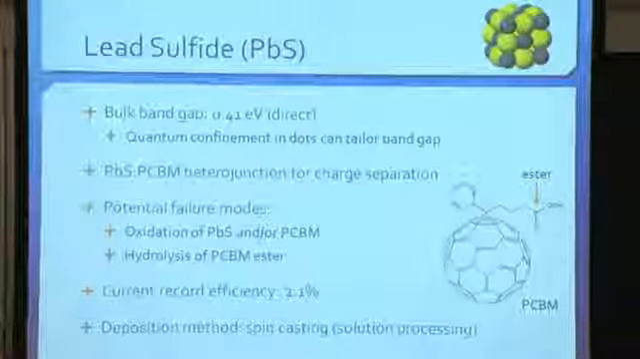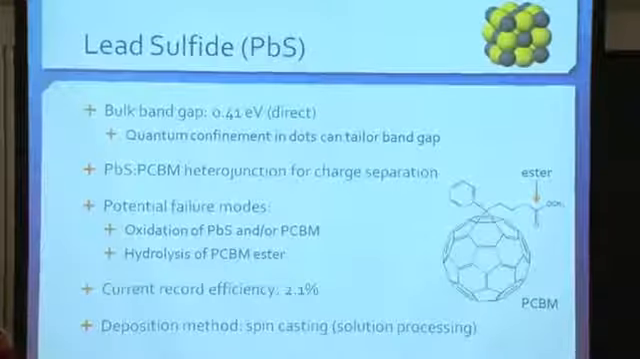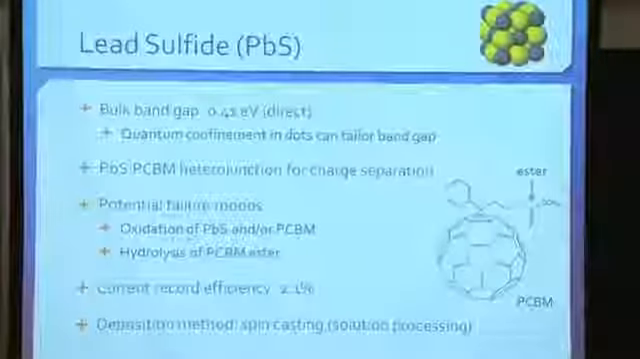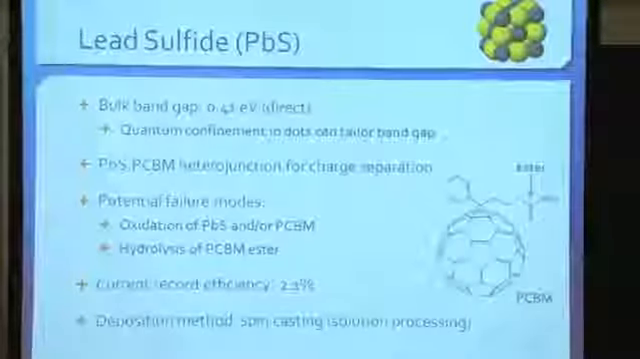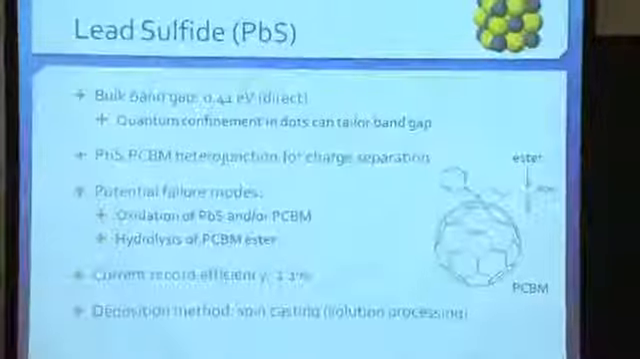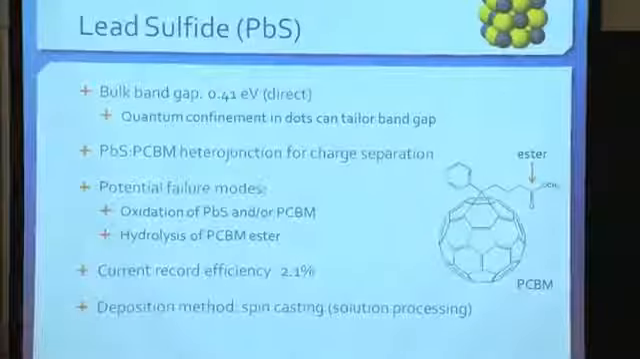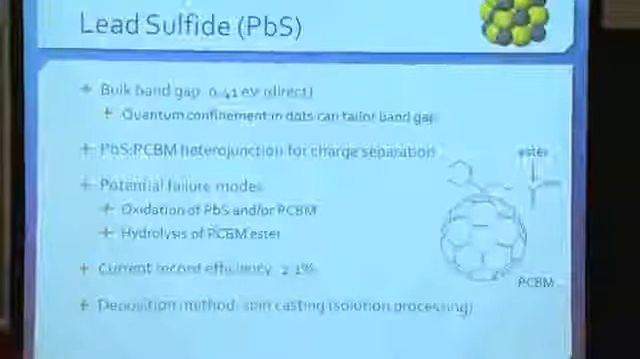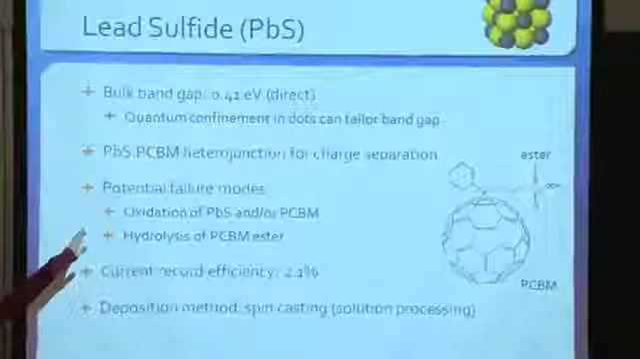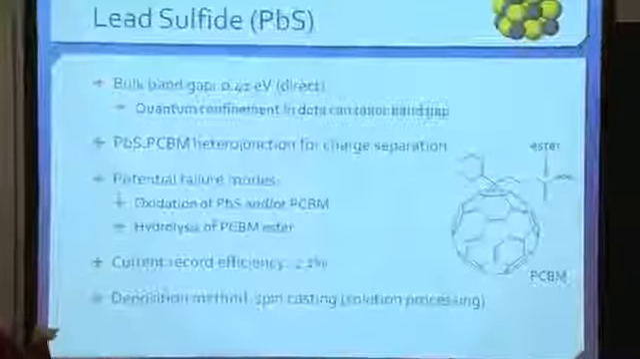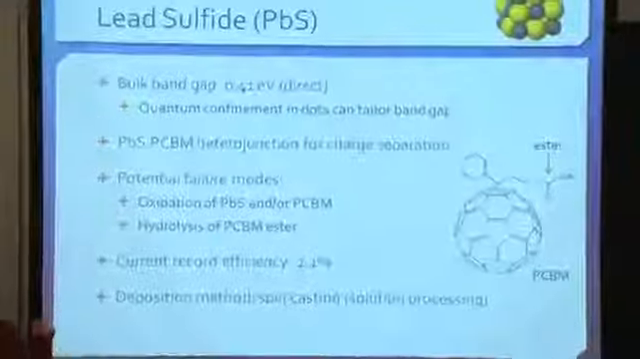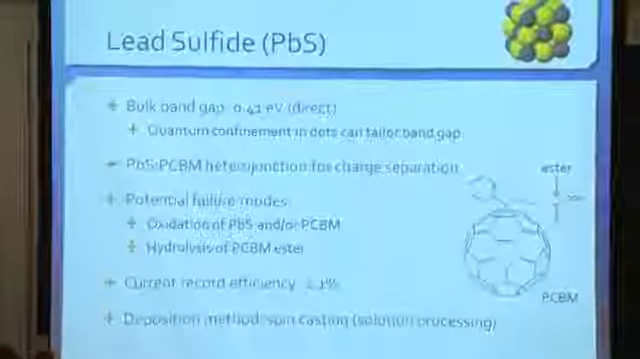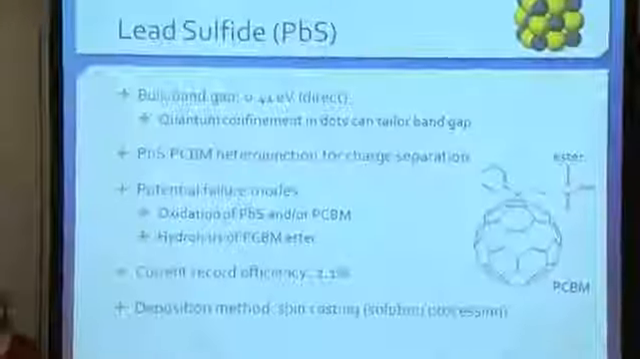But if you make nanocrystals, you can tune the band gap. So there's confinement effects that make it so that the band gap can actually become larger. So we looked at lead sulfide quantum dot solar cells. In particular, we looked at lead sulfide quantum dots and PCBM, which is a fullerene derivative, in a heterojunction, where the lead sulfide is a p-type material and the PCBM is the n-type material. And we just made a bilayer heterojunction.